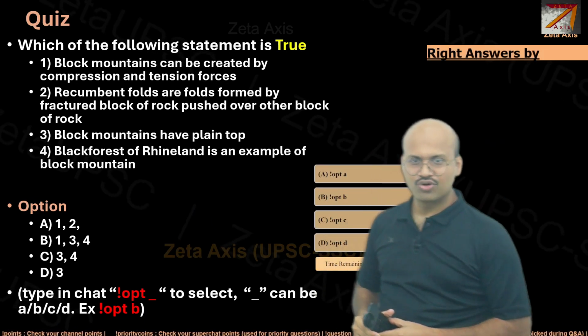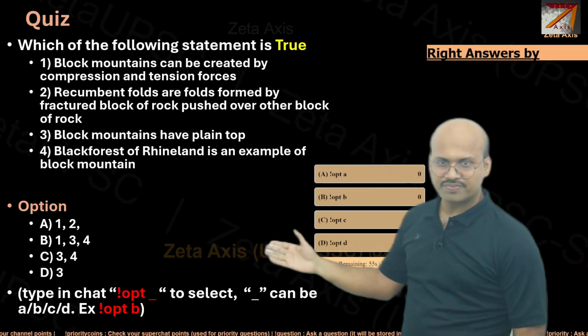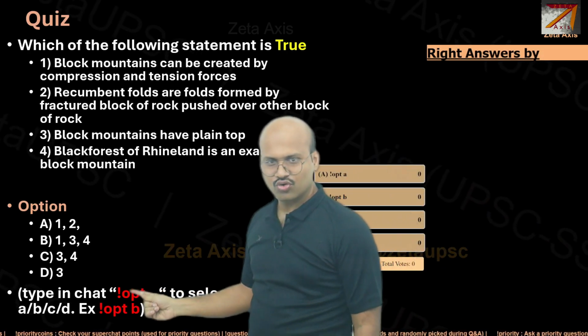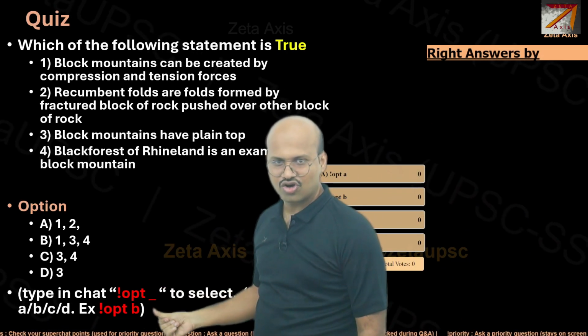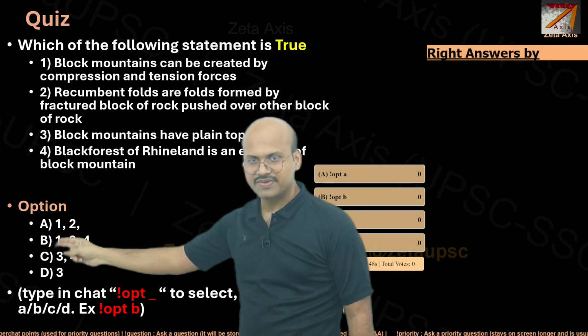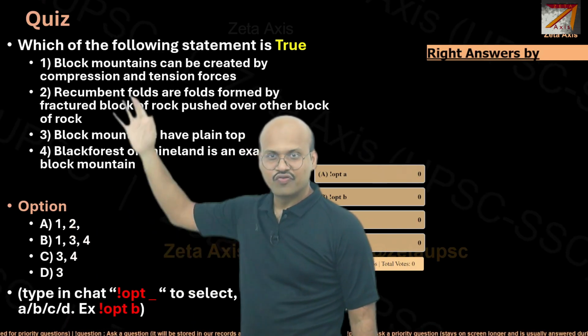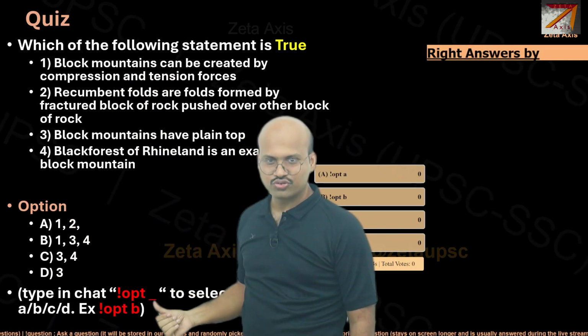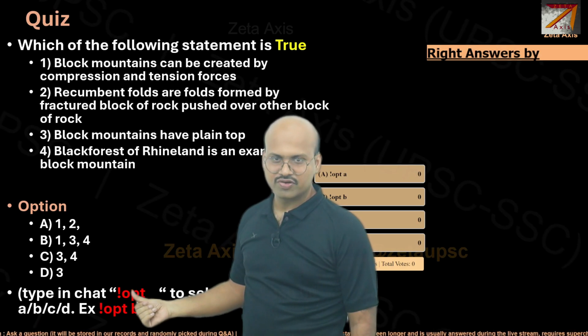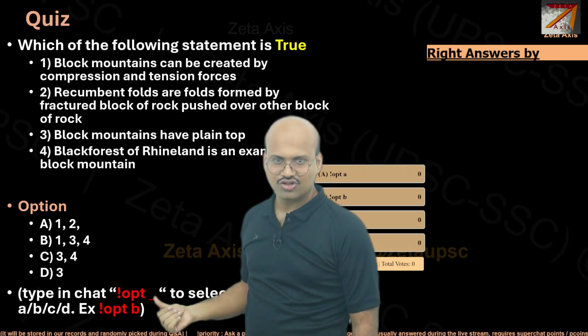So here is the poll, and if you want to choose an option, you can write exclamation OPT, and then you can write the option, whichever option A, B, C, D you feel is right based on the statements, and you can input here. So it will be exclamation OPT.